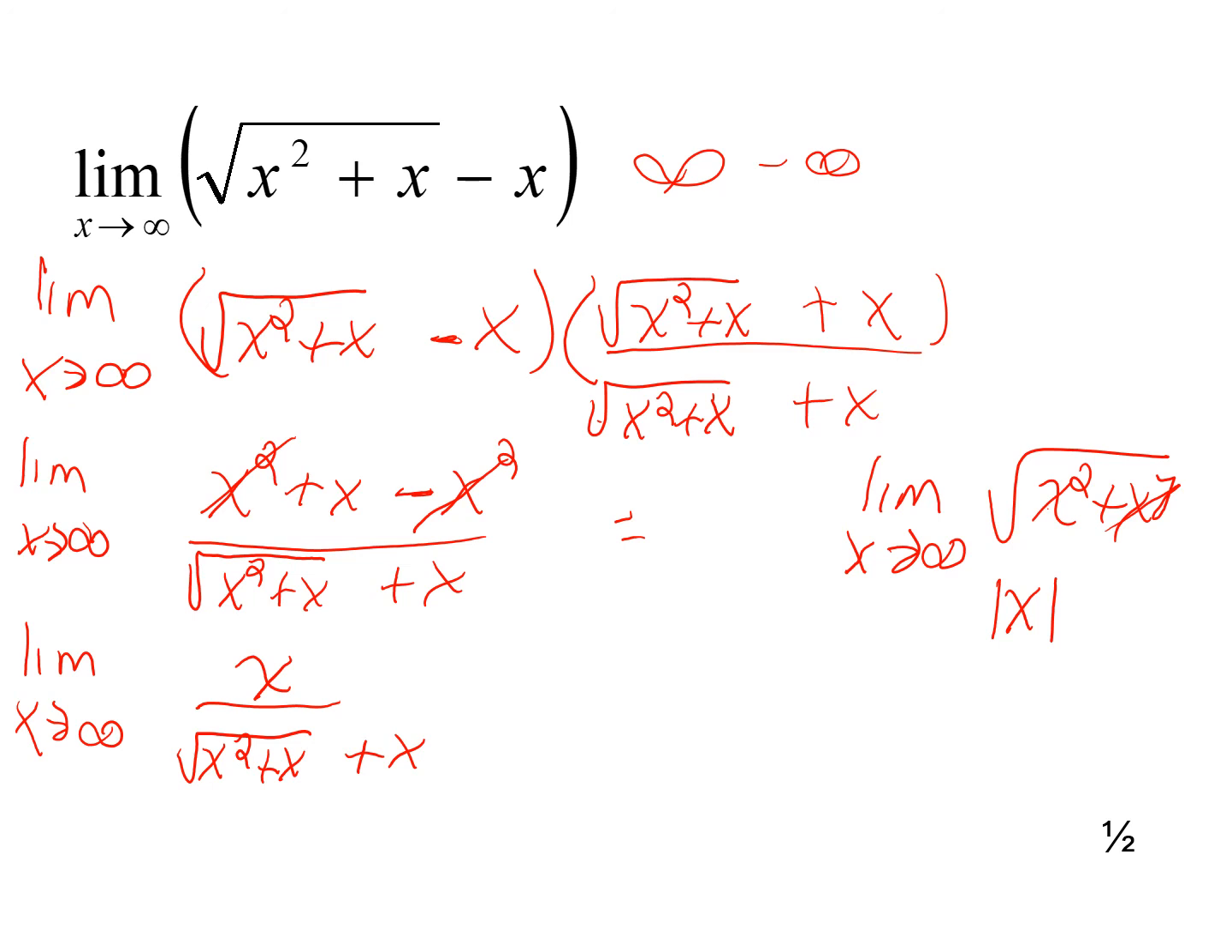So what I'm going to do is then, since I'm going towards infinity, this will always be positive, and this one is always positive. So I end up, it looks like x over x plus x, or x over 2x. So the limit as x goes towards infinity is 1/2.